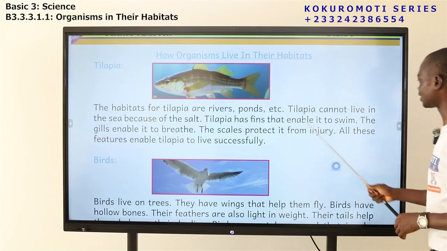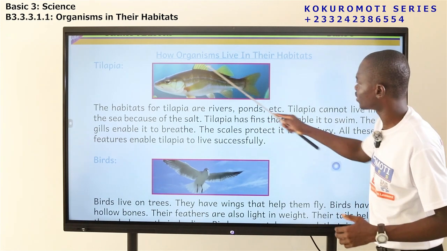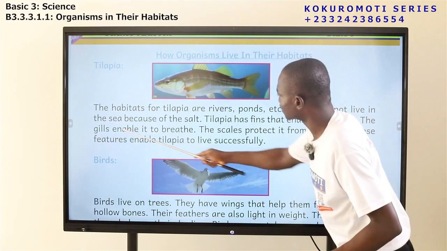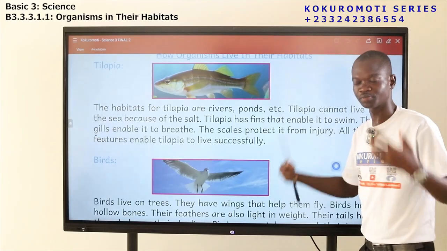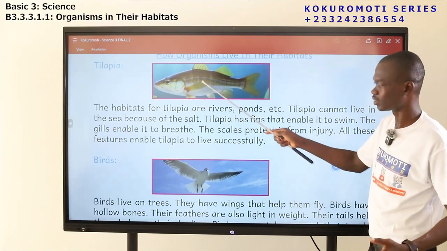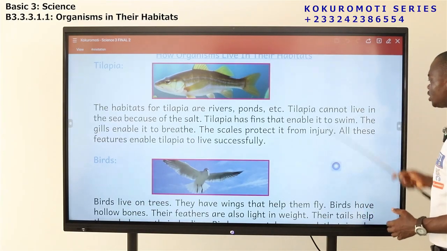Tilapia has fins that enable it to swim. So this animal is able to swim because of what? The fins. Have you seen it? Very good. The gills enable it to breathe. This is the gill. So tilapia is able to breathe in the water. It doesn't breathe through the nostrils, but through the gills. So it enables it to do what? To breathe. The scales protect it from injury.